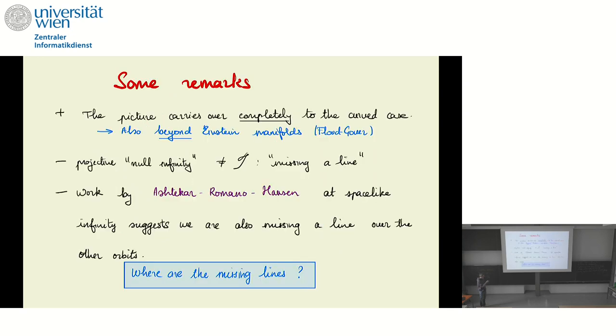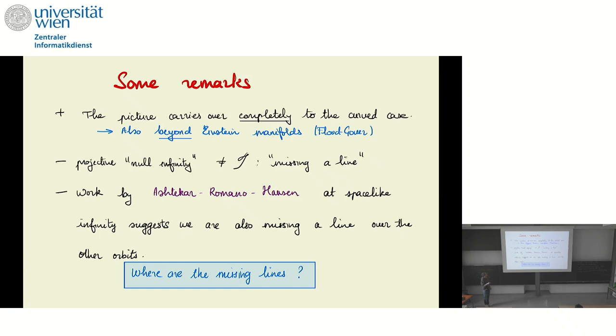So as I've already said several times, this is completely general in the curved case, and we don't even need to have an Einstein manifold. This is just a projectively compact metric of different types of order. It has to be of order alpha.